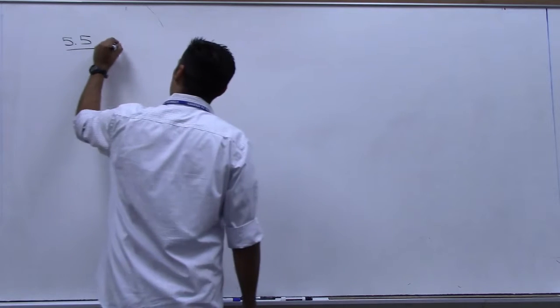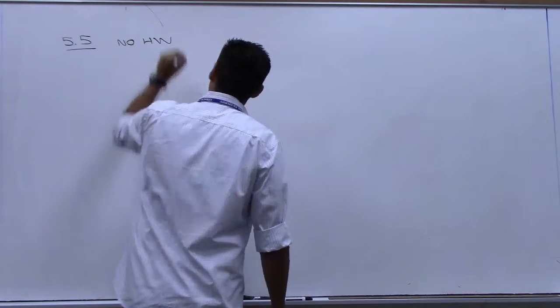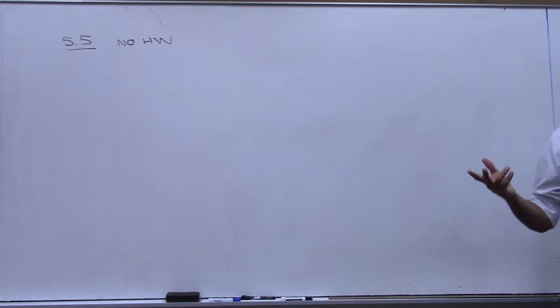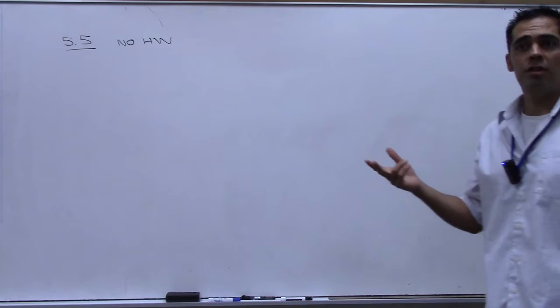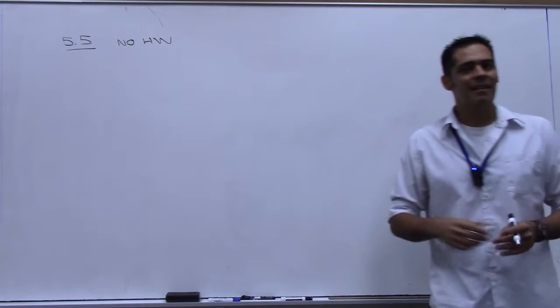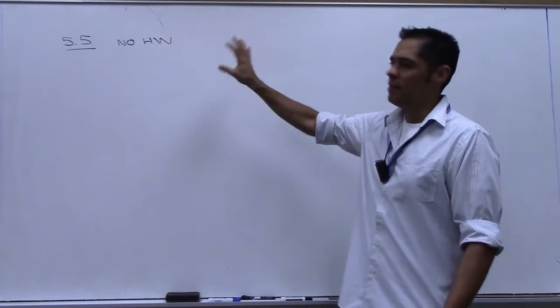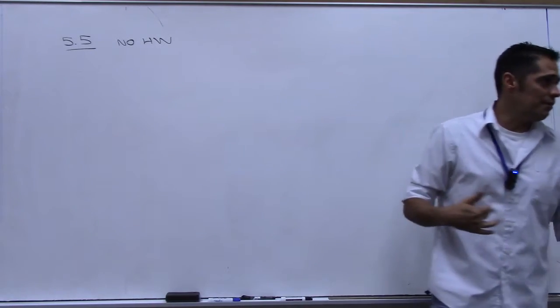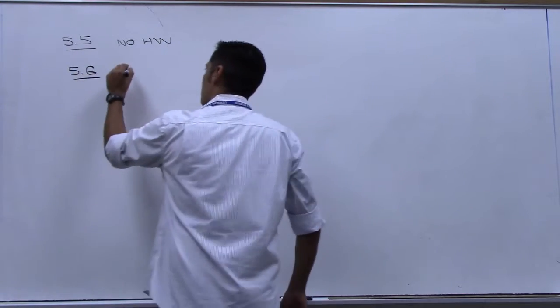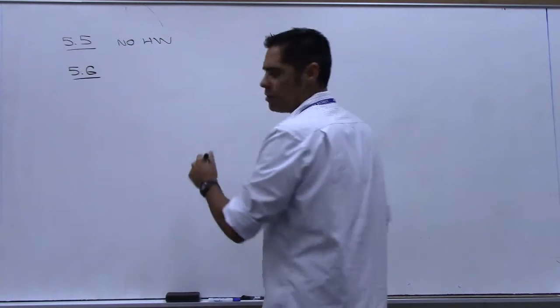So 5.6. Let me say this. For 5.5, no homework. You don't need to do homework on 5.5. Here's why. We kind of already did this when we were doing the synthetic division. That section goes and talks more about that synthetic division. And I will allude to what that section is about as I'm doing today's stuff, which is 5.6. And this is complex zeros.